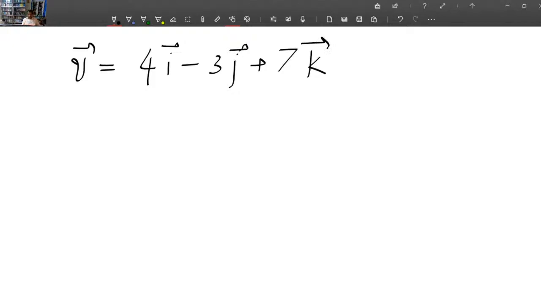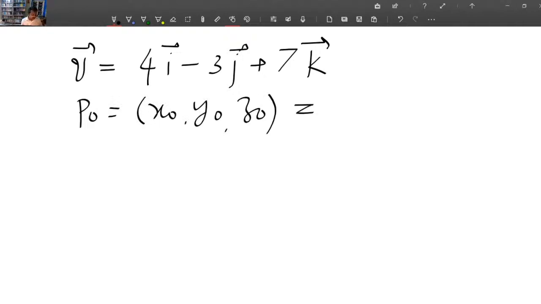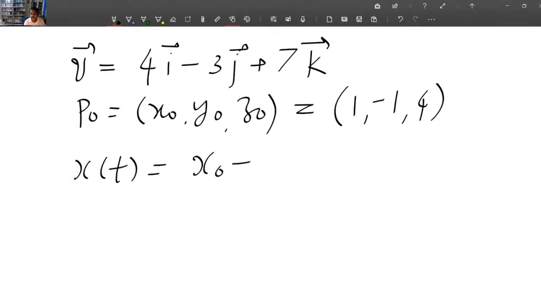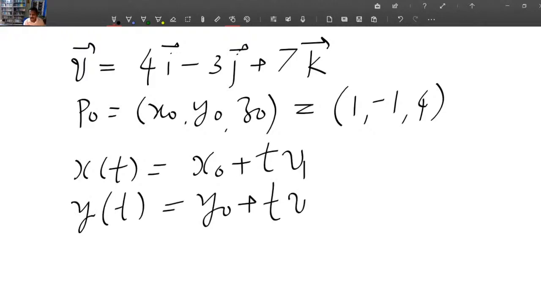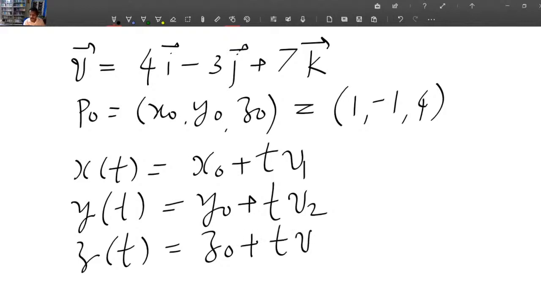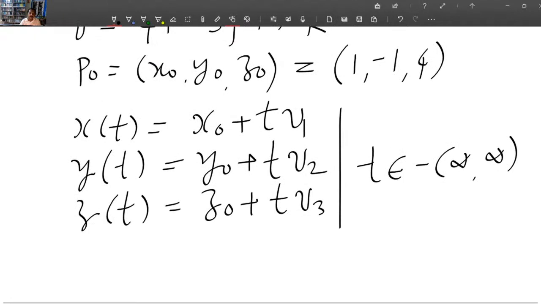So this is the vector V, and we have the point P naught, that is equal to (x naught, y naught, z naught), which is (1, -1, 4). So you know the parametric equation of the line is x of t equal to x naught plus tV1, y of t equal to y naught plus tV2, and z of t equal to z naught plus tV3, where t belongs to minus infinity to infinity. So this is the parametric equation of the line.